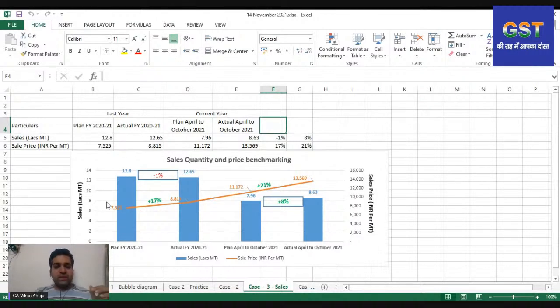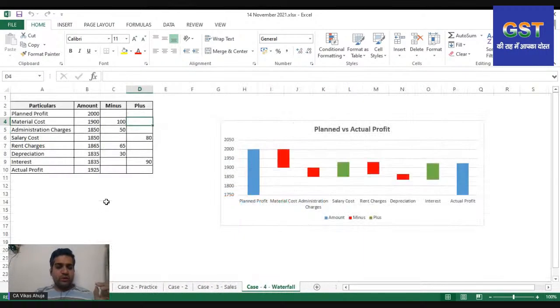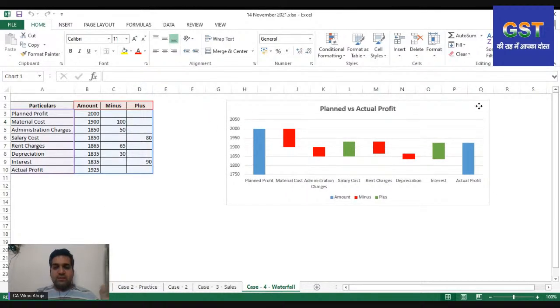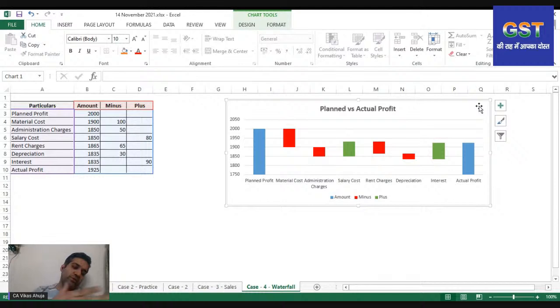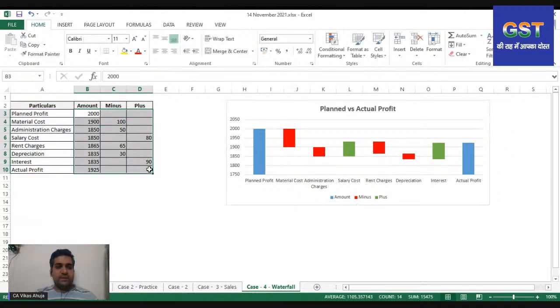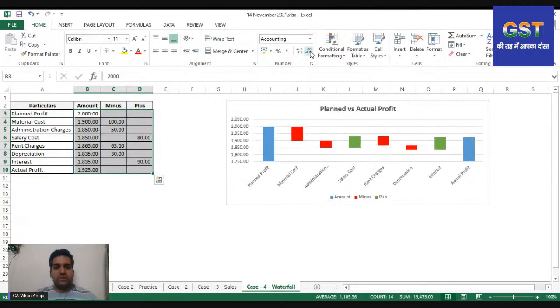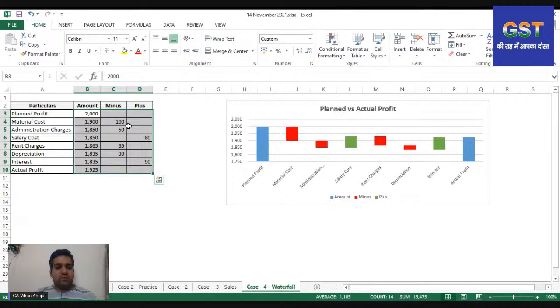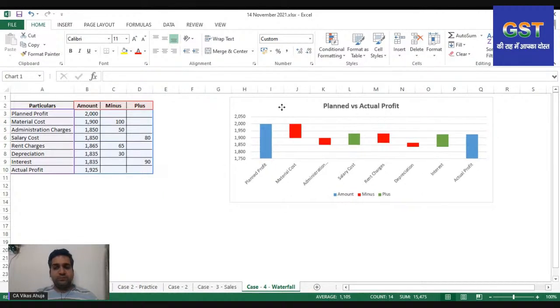So in this, I intend to cover the waterfall diagram, which I think many of you would be curious to understand how do we make a waterfall diagram. So this is again in sequence of our profit and loss review statement. I have just taken a very simple example here to demonstrate how this waterfall diagram is prepared.